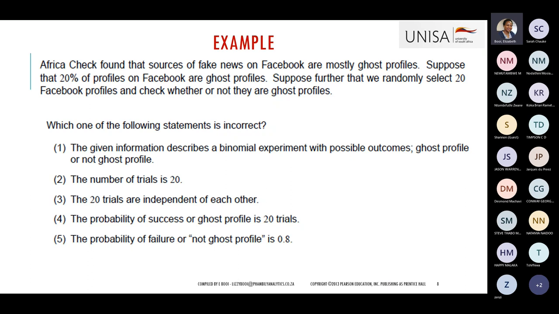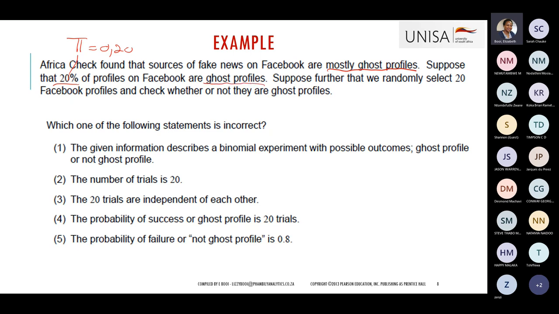So in terms of this question, let's go back and read and understand what the question is saying in relation to binomial distribution. Africa Check found that the source of fake news on Facebook are mostly ghost profiles. So somewhere, I'm just going to highlight the mostly ghost profile. Ghost profile is either a success or a failure. Suppose that 20% of the profiles on Facebook are ghost profiles. So my ghost profiles are my success. So this 20% is my probability of success, and I can say it is 0.20. That is the probability of success for ghost profile.